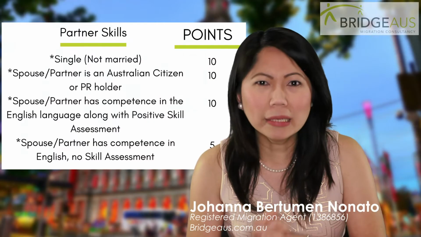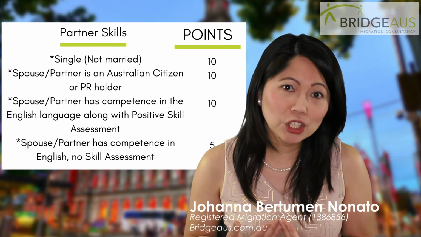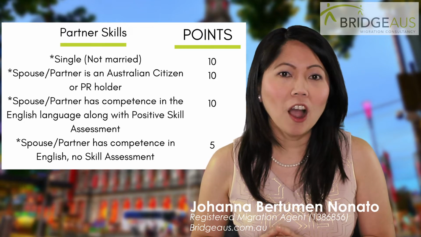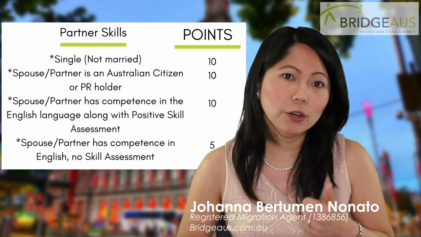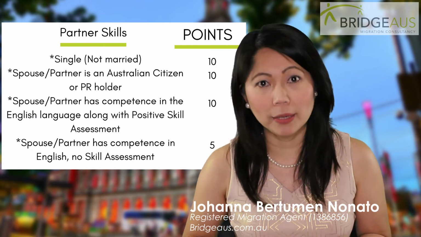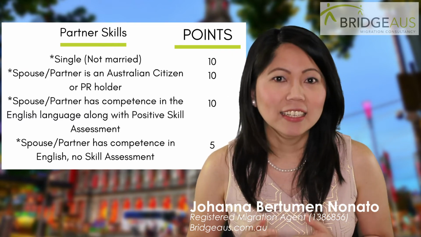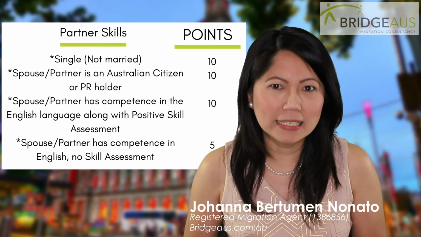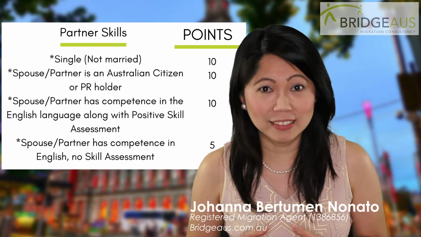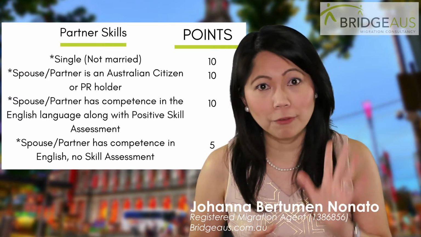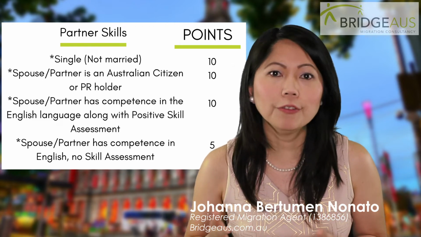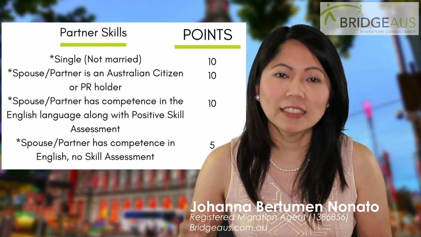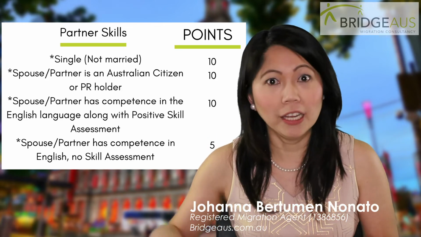All right, so you can also claim based on your relationship status. If you're single, that's 10 points. Now, if you have a de facto partner or a spouse who's an Australian permanent resident or an Australian citizen, that's also 10 points. If your partner or spouse has at least PTE 50 or IELTS 6.0 in each band, then you can also claim 5 points. You can also claim another 5 points if your partner or spouse has a positive skills assessment in a role in our skills list.